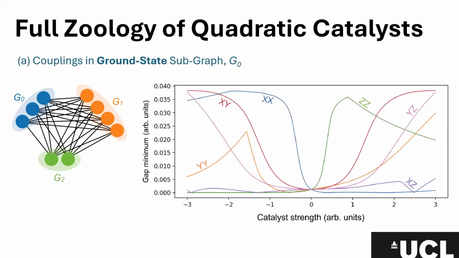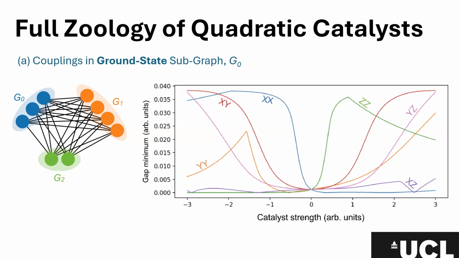Now, what about the full zoology, as I call it? What happens when I look at all the different types of catalysts I could apply? We've seen XX already, that's the blue line. And here I should say I'm applying these interactions to the ground state subgraph, which is the blue subgraph over here. And we've seen YY, which is in orange, and there's a whole bunch of stuff going on. Some of it matches the perturbation analysis, some of it doesn't.